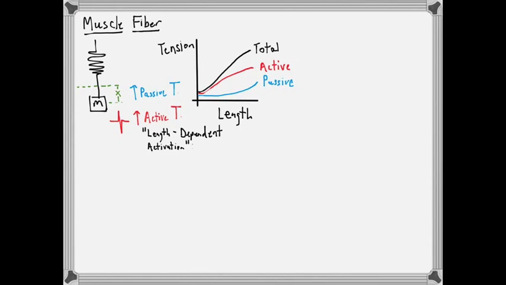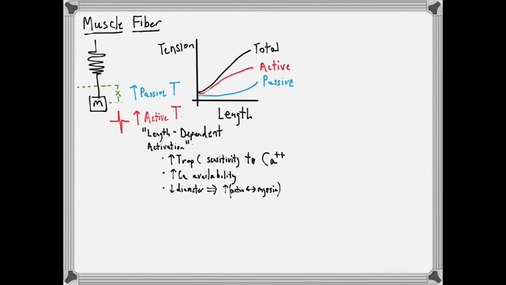A first possible mechanism is increased troponin sensitivity to calcium as the length of the fiber increases. That will, of course, increase our susceptibility of myosin to bind to actin and increase the strength of our contraction, as well as the speed of our contraction. We also might see increased calcium availability by altering the homeostasis of calcium within the cell, and thus a greater affinity and greater binding of calcium to troponin. Finally, with increased length, we see decreased diameter of muscle fibers, and that might improve the interaction between actin and myosin and cause an improvement in contraction.